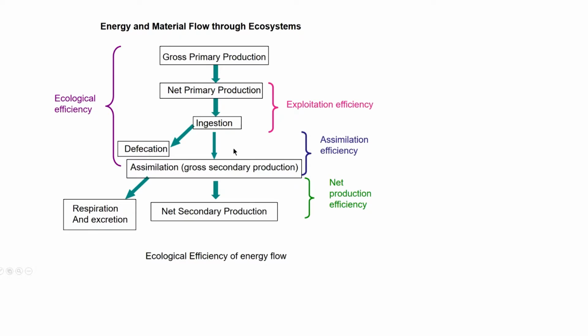Then, from the herbivores, they also have respiration and excretion, depending upon the amount of energy that they are using. The remaining amount is the net secondary production. So net primary production happens at the plant level, and net secondary production happens at the herbivore level. From this you can calculate what is known as the net production efficiency. So the ecological efficiency is defined as the sum of the processes that go on from gross primary production till assimilation of the nutrients in a herbivore. That is the ecological efficiency of the system.